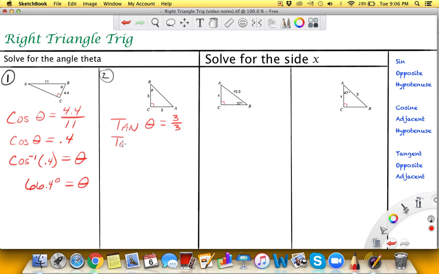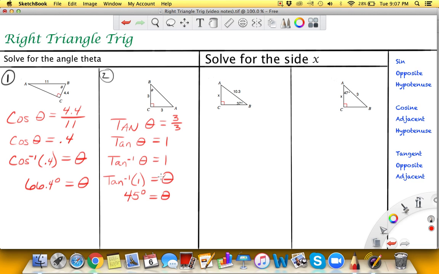Now, when we simplify that, we get that the tangent of theta is equal to 1 because 3 divided by 3 is 1. So here in the calculator now, we say the tangent inverse, because we're trying to find the value of an angle, is equal to 1. So I'll say the tangent inverse of 1 is equal to the value of angle theta. And in this case, theta is going to be 45 degrees.